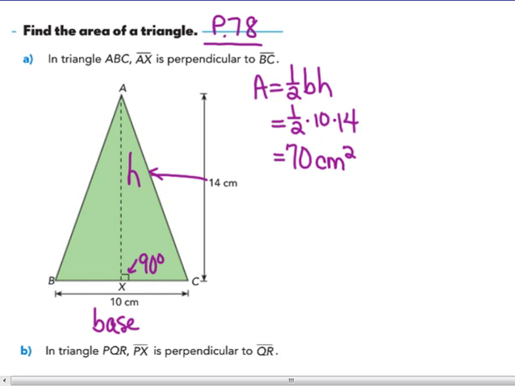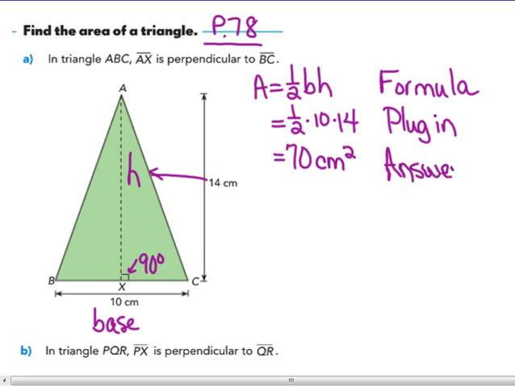All geometry requires these steps. Writing the formula, so you'll hear me say this over and over again. Showing the plug in of the values that you know, the replacement step. Get an answer and make sure that it has a label on it. Formula, plug in, answer, label.